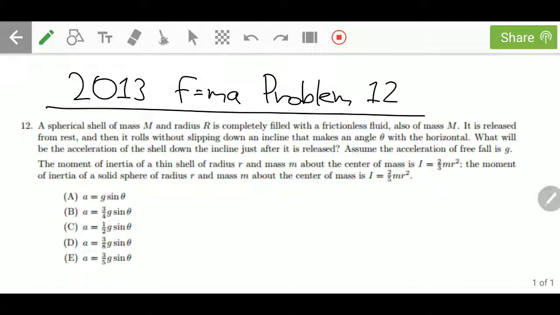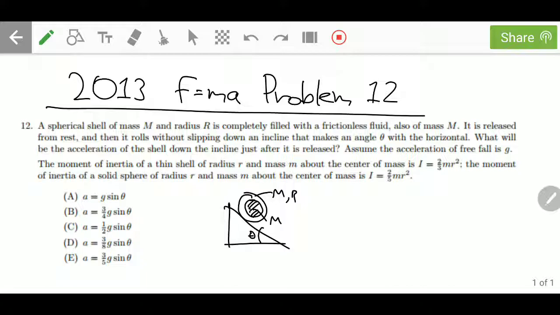Hello. In this video, I'm going to explain problem 12 from the 2013 F=ma contest. In this problem, we have a spherical shell of mass m and radius r, completely filled with frictionless fluid, also of mass m. So here we have m, r, and then the fluid inside is also mass m. It's released from rest, and it rolls without slipping down an incline with an angle of theta. We're asked to find the acceleration of the shell down the incline just after it's released.